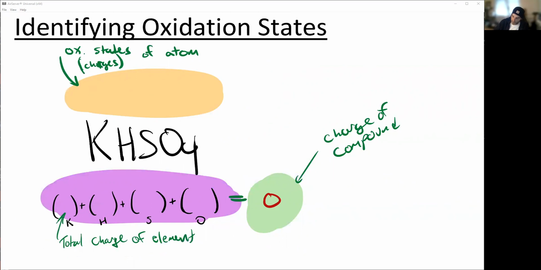So according to our list, what do we actually know? Well, I know potassium is in group 1, so we know that this is going to have a +1 charge.